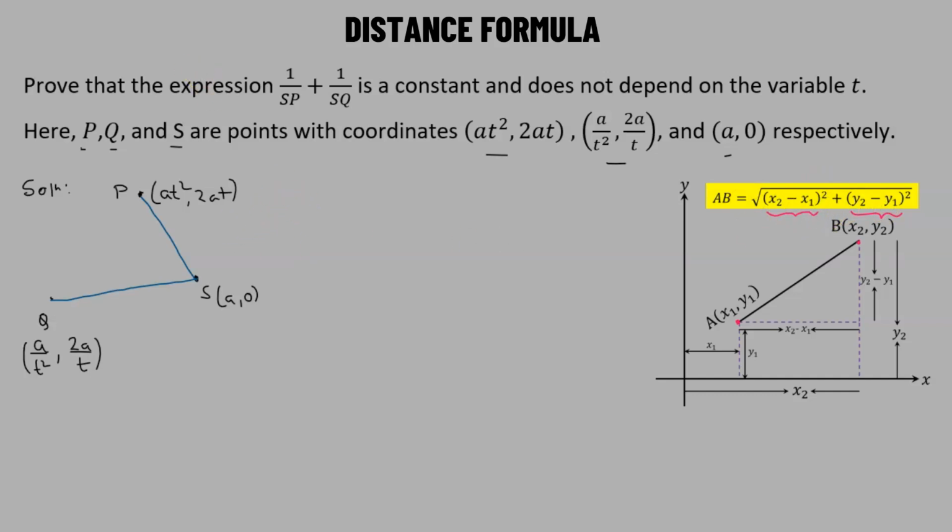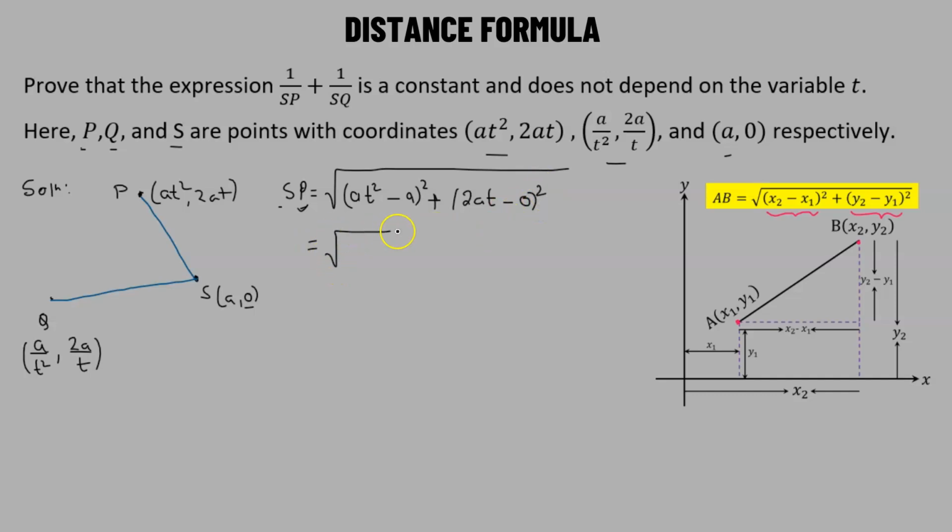So let's begin by finding out the length SP. So SP will be equal to, first we'll take the square root. So underneath the square root, since we are doing SP, we'll start with P and from it we are going to subtract S, meaning we'll start with the x coordinate of point P. So that's at squared, and from it subtract the x coordinate of point S. So that's simply a. So we have at squared minus a whole squared. Then we'll add it to the difference of the y coordinates. So we'll start with the y coordinate of point P. So that's 2at. And from it, we're going to subtract the y coordinate of point S. So that's simply 0. So we have 2at minus 0 squared.